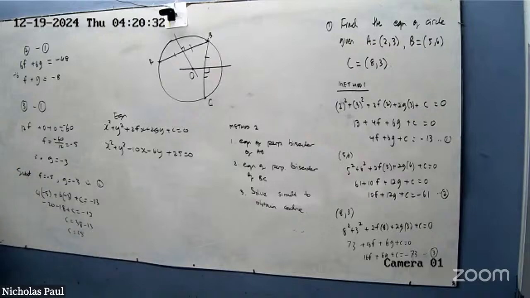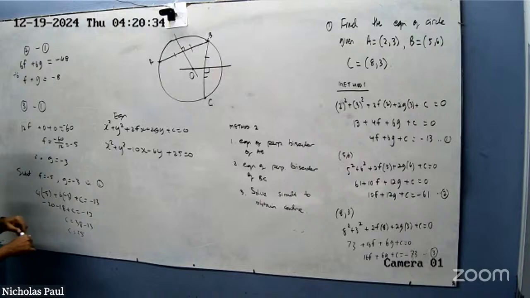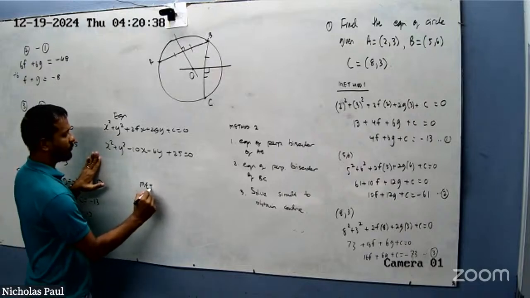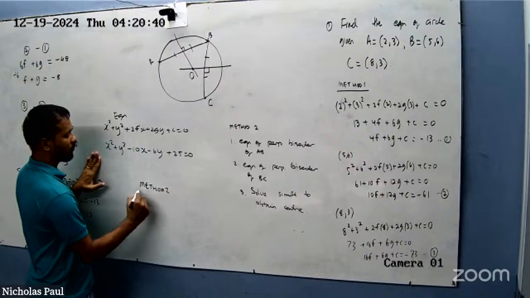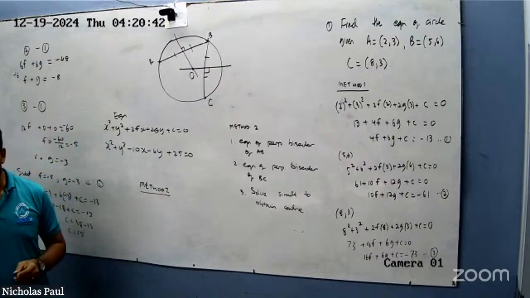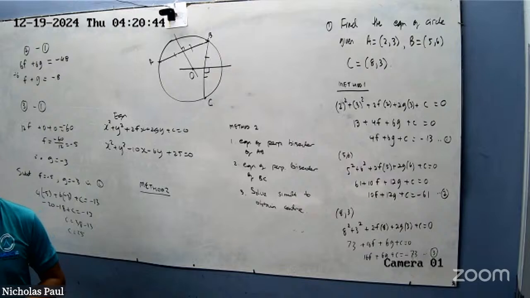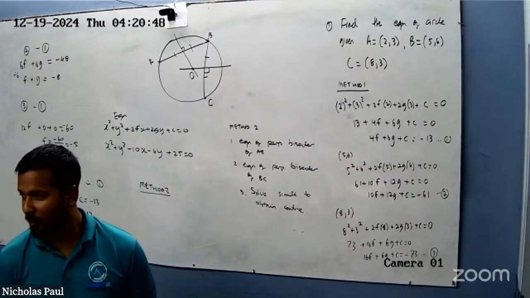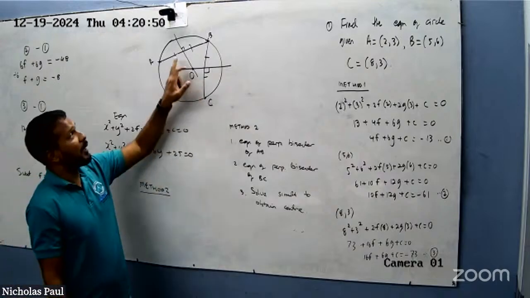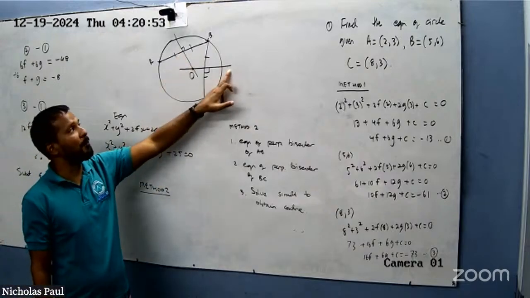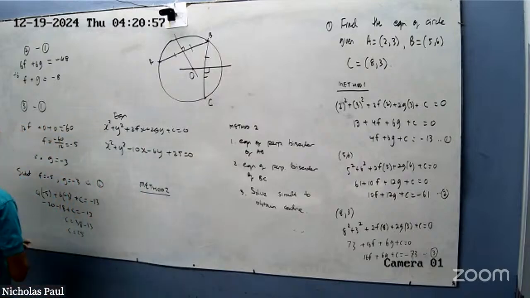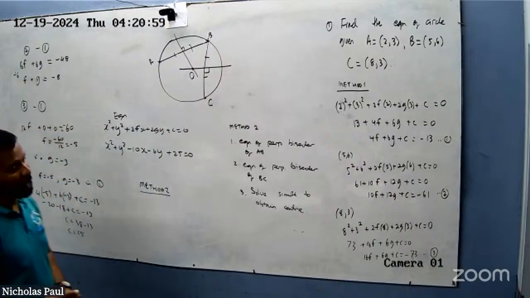Method 2 now. So maybe I'll volunteer someone to come to the board and do it. Find the perpendicular bisector of AB and the perpendicular bisector of BC, and work it out, please. I know it's long, but.